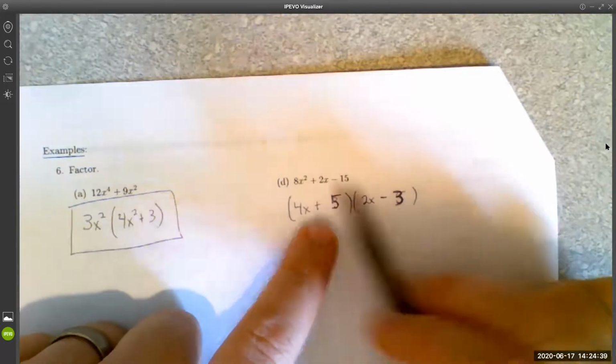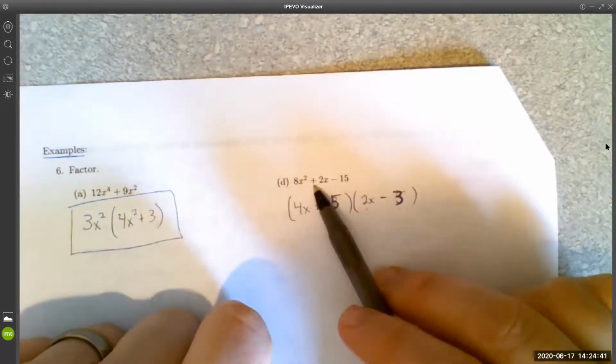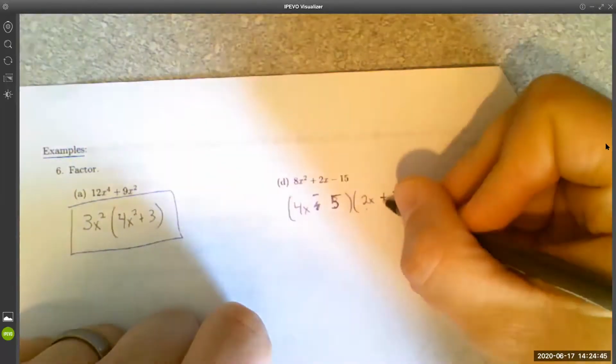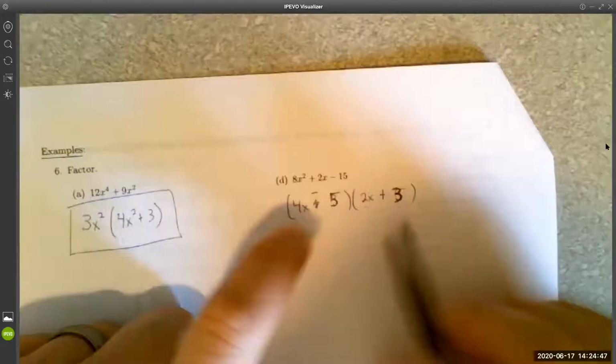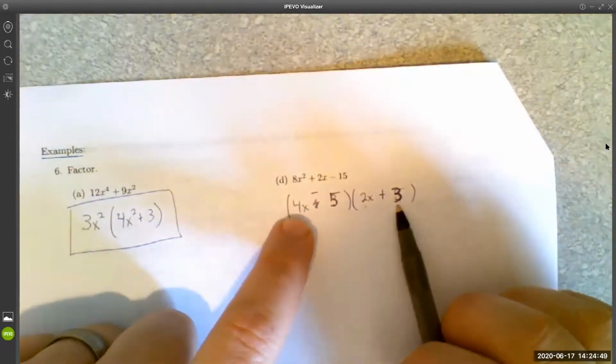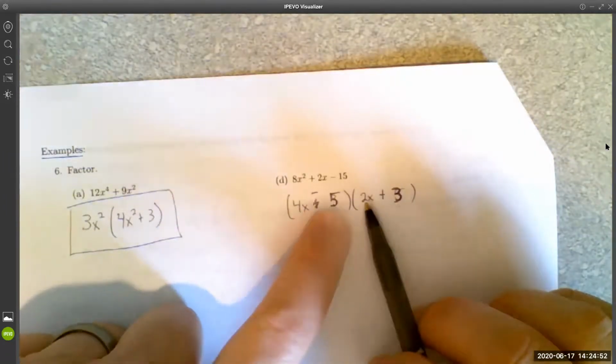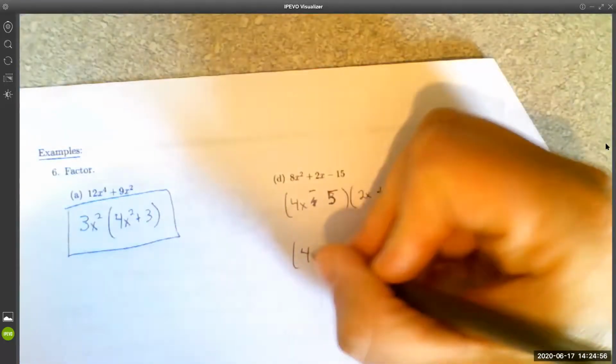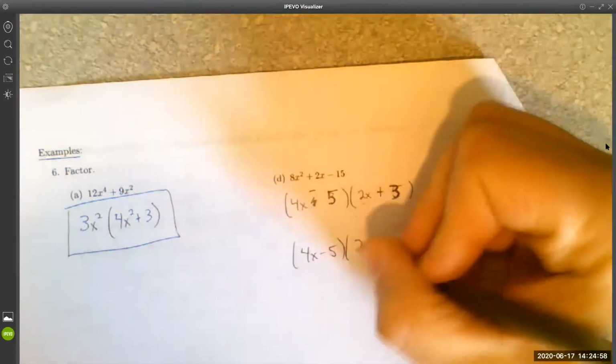When you end up with the right number but the wrong sign, all you have to do is switch the signs around. Okay, so now I'm going to have a positive 12 and a negative 10. That's going to give me a positive 2. So that's my winner, I think. 4x minus 5 times 2x plus 3.